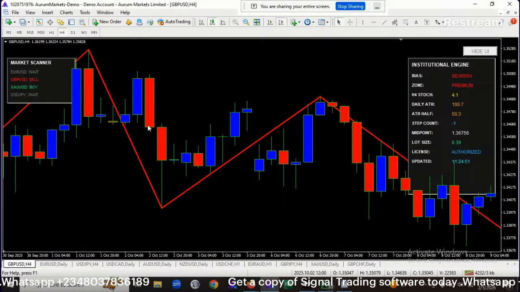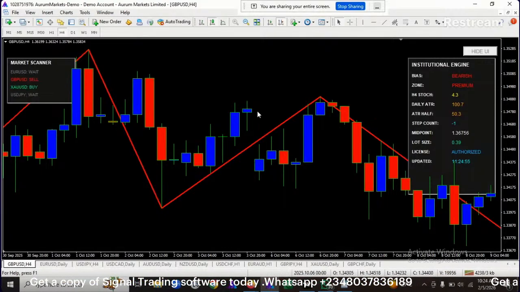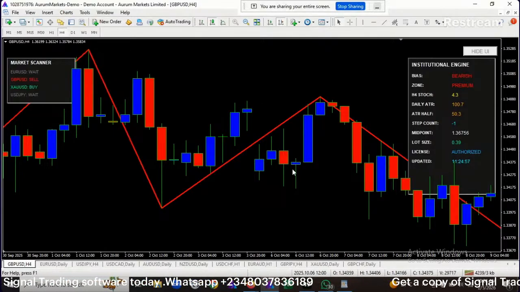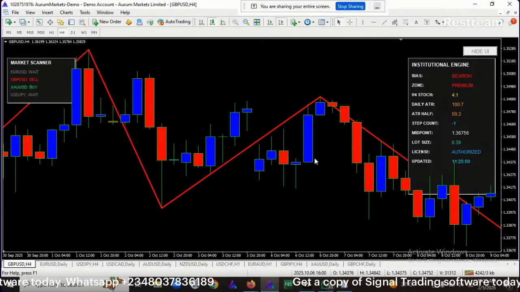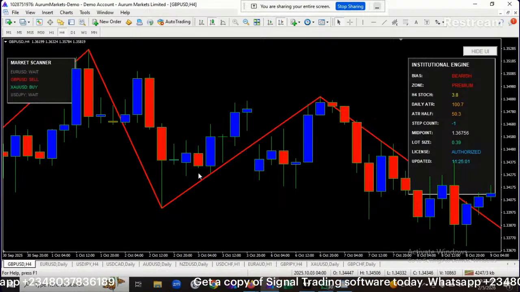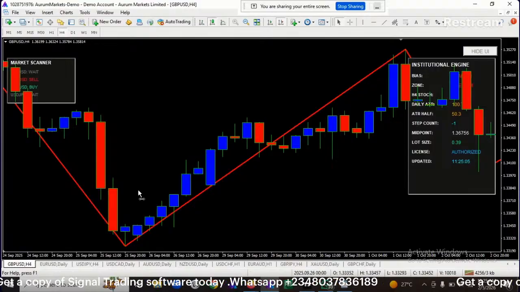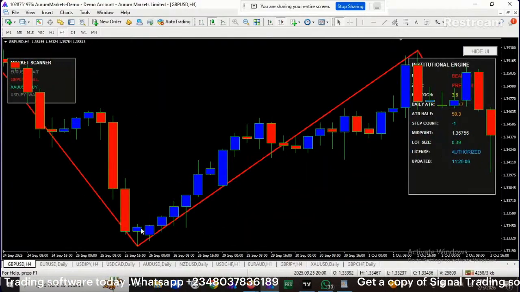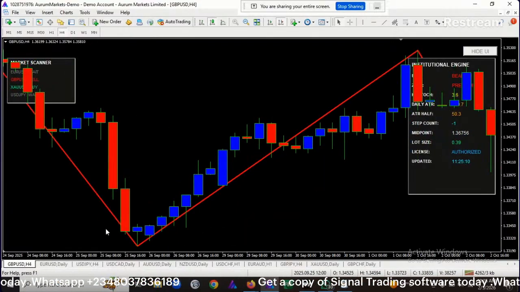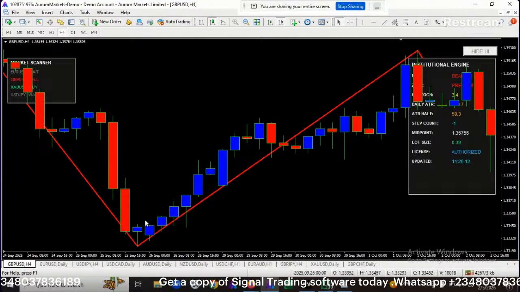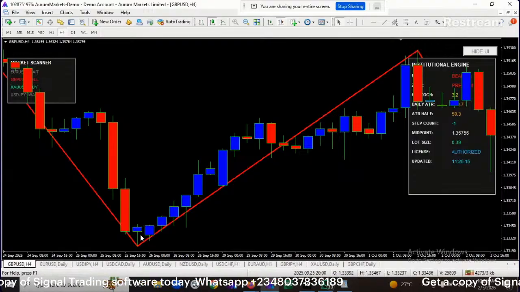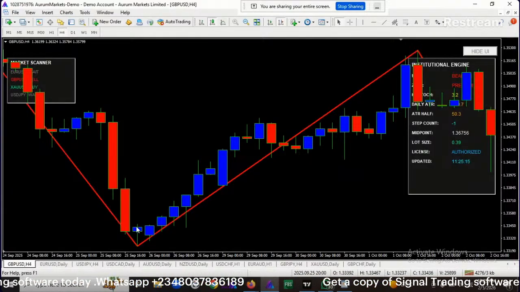You can see after the formation of the hammer, what happened? Price went up. Also at this point, after the formation of the hammer candle, what happened? Price went up. Simple. This is another valid one. This is another valid hammer candle. This is a valid hammer candle.